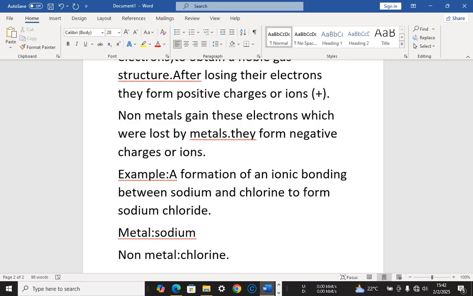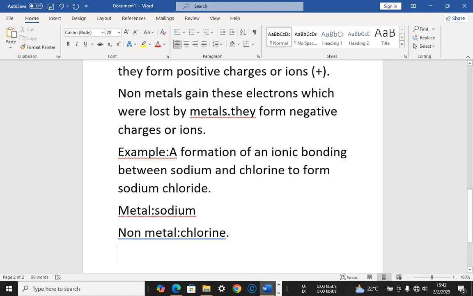So we say that metals lose their electrons. Chlorine gains electrons. Why is chlorine a non-metal? This is what you should know. For any element to obtain a noble gas structure, what do I mean when I say noble gas structure? A noble gas structure is a structure that is fully complete. It does not need to either lose or gain, for it is stable enough. So these elements go into bonding in order to obtain that noble gas structure.